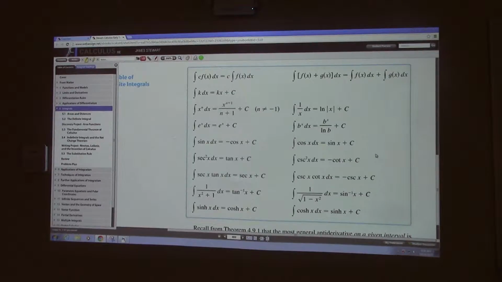What's the derivative of x squared? What's the derivative of x squared plus 5? What's the derivative of x squared plus 107? So what's the antiderivative of 2x? Antiderivative of 2x is x squared plus what?